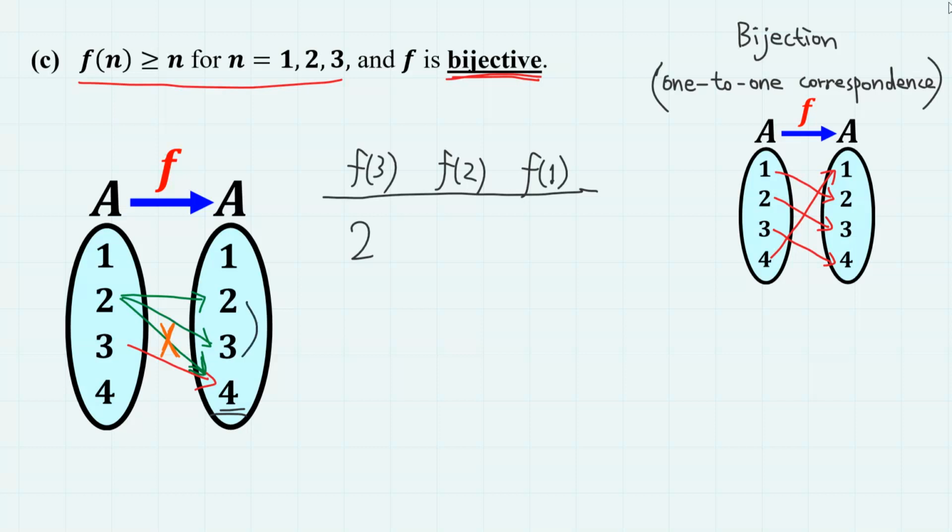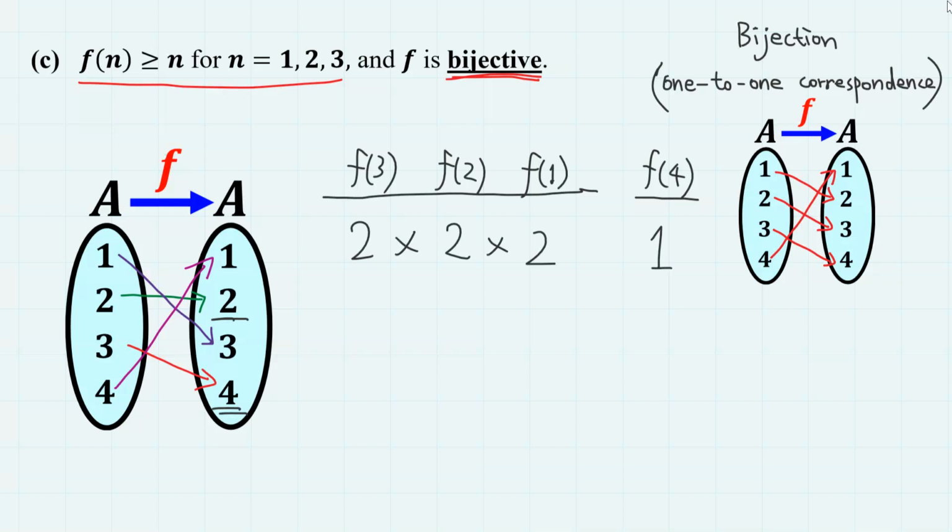Therefore, there are 2 possible cases for f(2). Similarly, f(1) can be one of 1, 2, 3, and 4, excluding the values corresponding to f(2) and f(3). Therefore, there are 2 possible cases for f(1). Finally, in order to satisfy the bijective condition, f(4) corresponds to one remaining element of A. Therefore, the total number of possible functions is 2 times 2 times 2 times 1, which is 8.